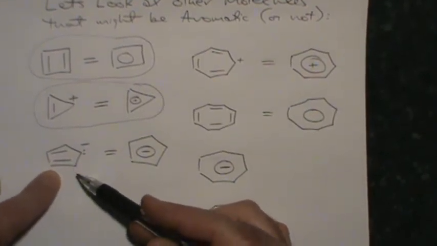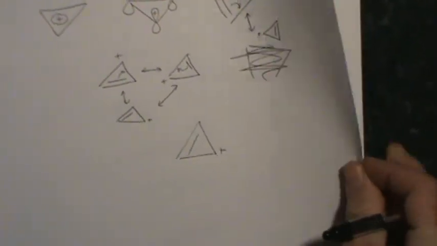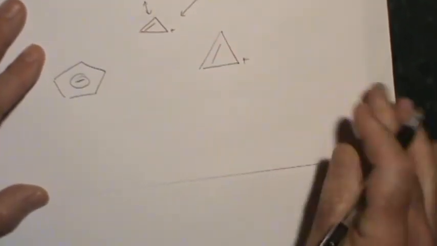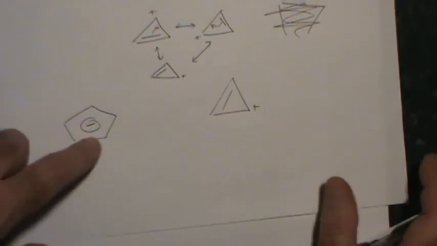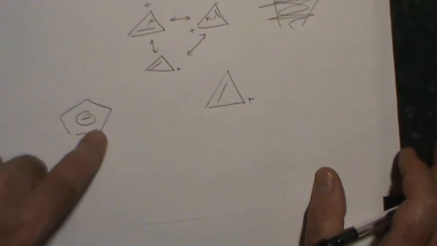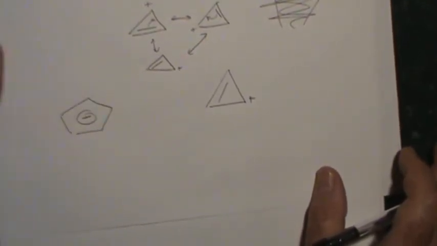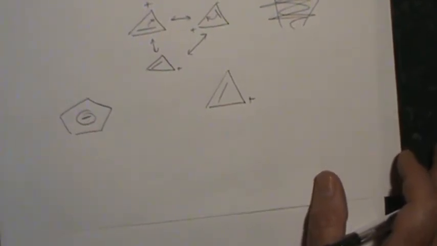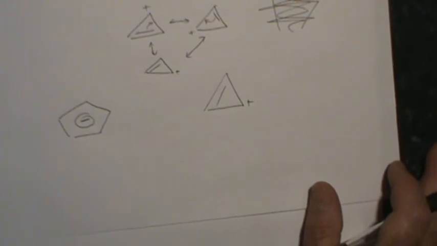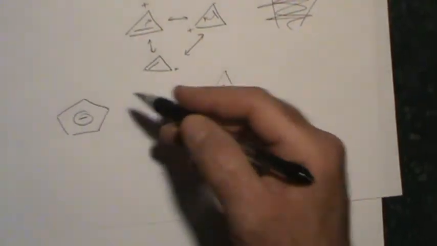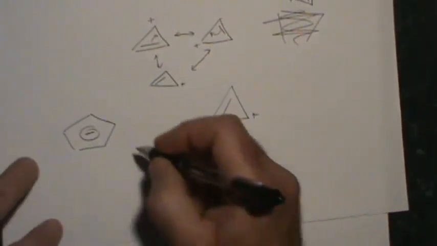Let's go to another one. This is a cyclopentadienyl anion. Let's take a careful look at it. Drawn this way, the circle means every carbon is sp2, which means there's a p orbital associated with every one. There's 5 carbons, that's 5 p orbitals. The negative charge means one of those p orbitals has an extra electron such that the molecule as a whole has a negative charge.